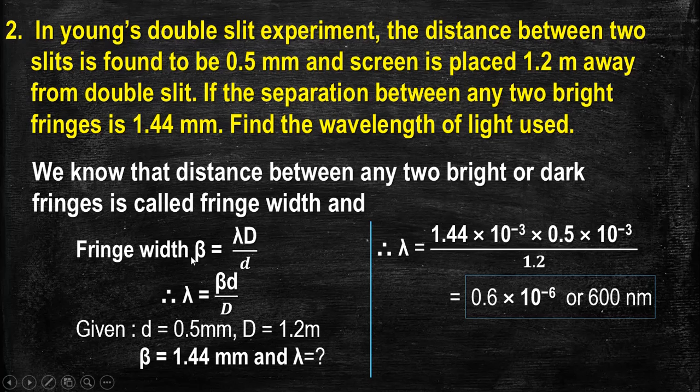So this formula is very important. Beta equal to lambda D by small d. From this formula you come to know that fringe width is directly proportional to wavelength of light used. Fringe width is directly proportional to the distance between slit and screen, and fringe width is inversely proportional to slit separation. As we increase the slit separation, then the beta value will decrease. If you increase the lambda value, wavelength of light used, beta fringe width also increases. Capital D, distance between slit and screen, if you increase it, then the fringe width also increases.